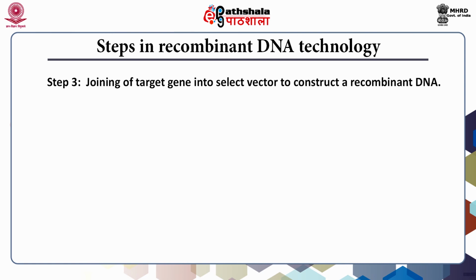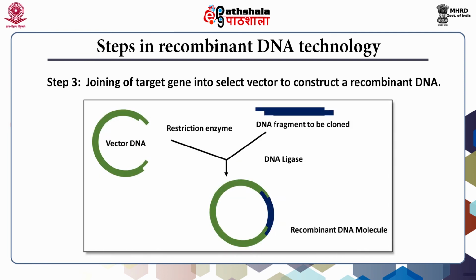Step 3 is the joining of target gene into the selected vector to construct a recombinant DNA. The target DNA or DNA insert is ligated to vector DNA to form a recombinant DNA molecule by DNA ligase. The recombinant DNA molecule is often called the cloning vector insert DNA construct. The figure shows the use of DNA ligase to form a recombinant DNA molecule.